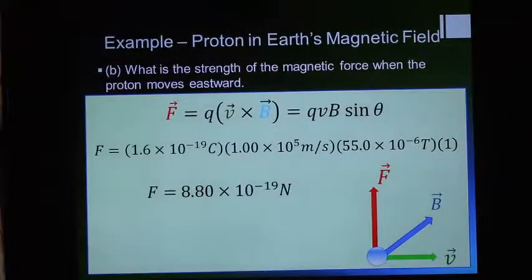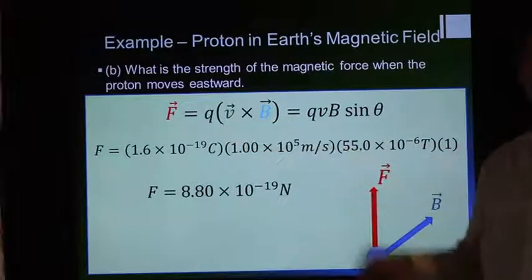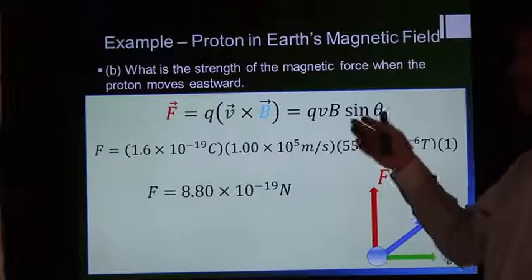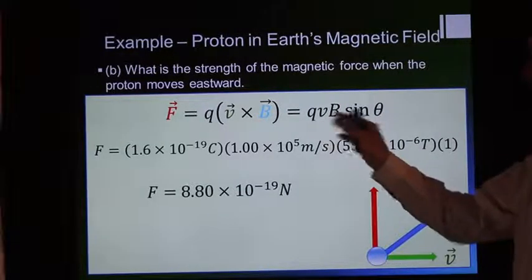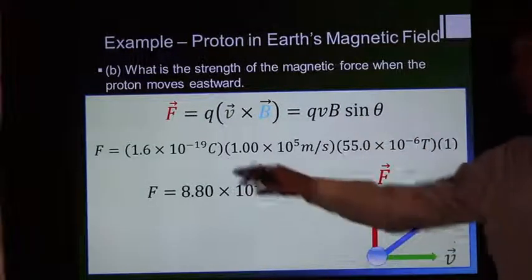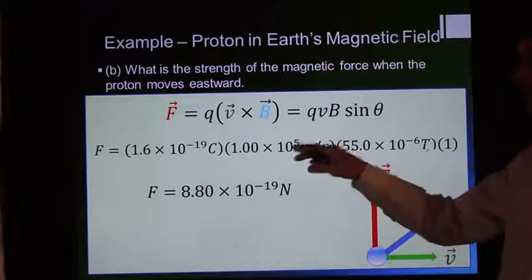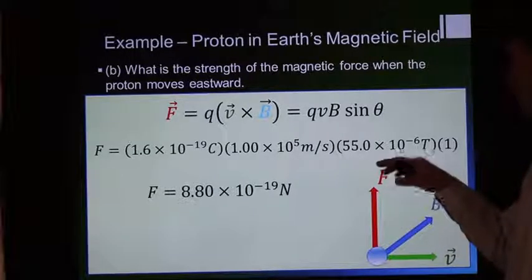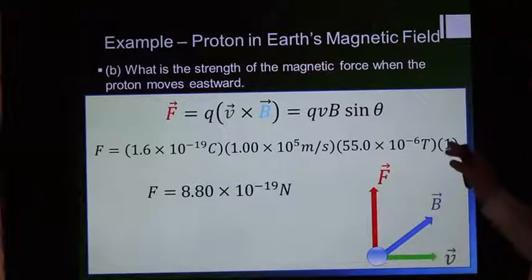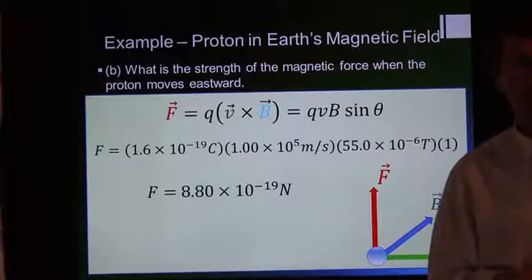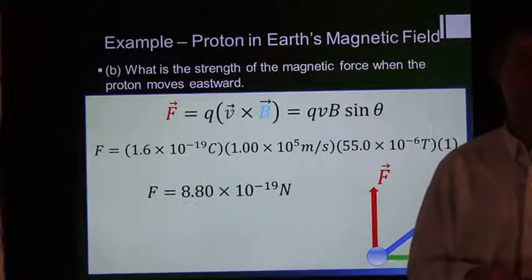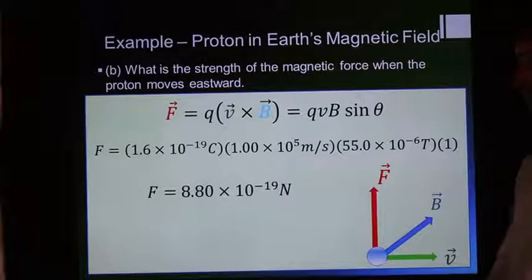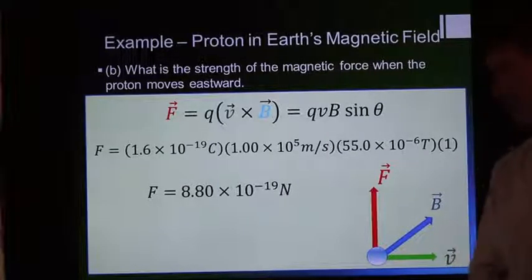Calculate the strength of the magnetic force. Again, this is the full vector form, but if we want to reduce it to a magnitude, we can just write it as qvB sine theta. Here's the charge of a proton. Here's the velocity at which the proton is traveling. Here's the strength of the Earth's magnetic field. And of course, it's perpendicular, at 90 degrees, so the sine of 90 degrees is 1. We get a force of 8.8 times 10 to the minus 19 newtons.